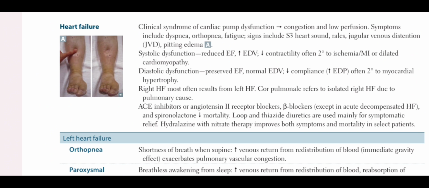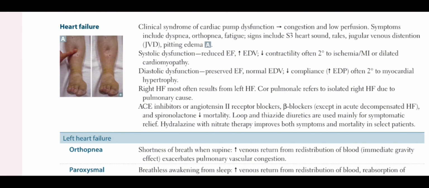So in systolic dysfunction, there is a reduced ejection fraction, there is increase in diastolic volume, and these two are because there is less contractility, often due to ischemia or myocardial infarction or dilated cardiomyopathy. In diastolic dysfunction, there is preserved ejection fraction and there is normal end diastolic volume. That is because there is decreased compliance of the heart, often due to myocardial hypertrophy, but the hypertrophic myocardium is able to pump enough blood to conserve the ejection fraction and end diastolic volume.